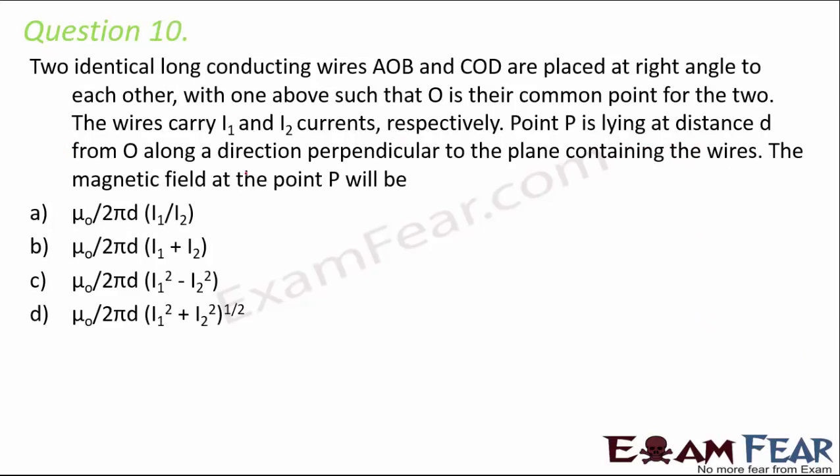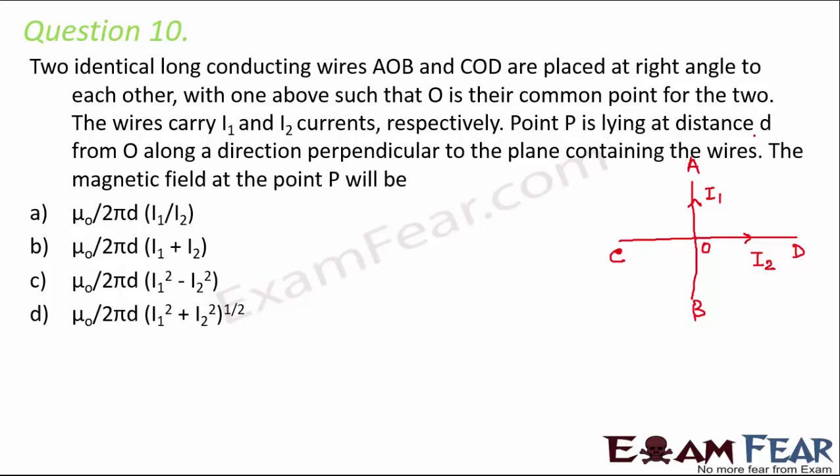Question number 10. Two identical long conducting wires AOB and COD are placed at right angles to each other with one above the other such that O is their common point. Okay, so let's say that this is AB and this one is CD. And let's say that this is the common point O. The wires carry I1 and I2 currents respectively. So let's say that AB carries current I1 and CD carries current I2.